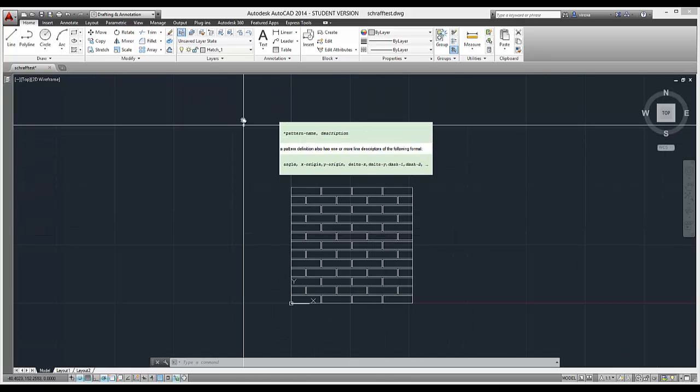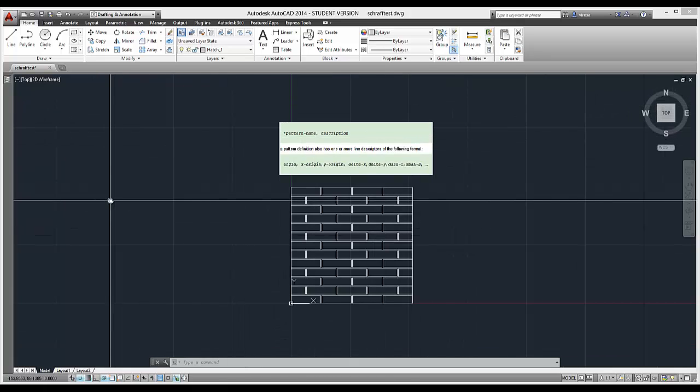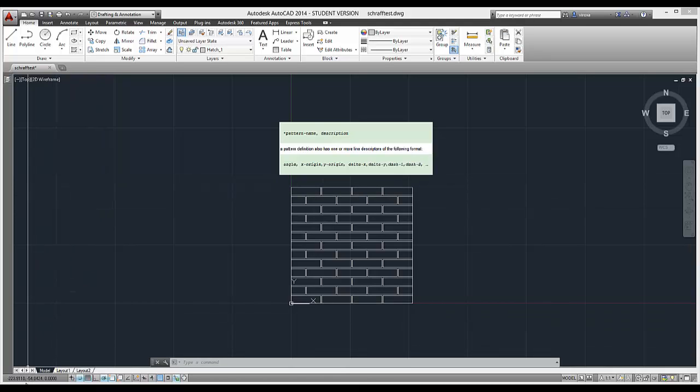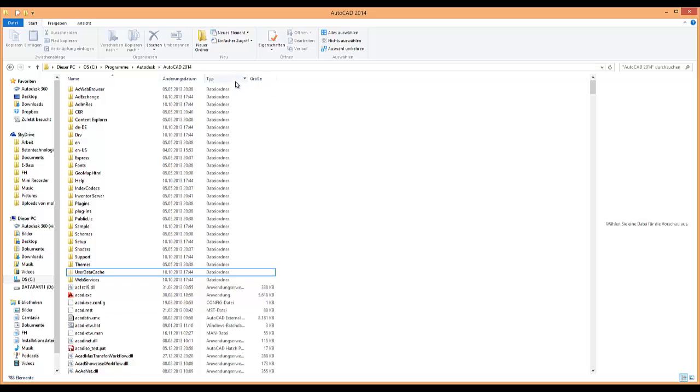And first of all, I'll show you where you can find the file for the hatch patterns because it's a little tricky to find. What you want to do is go to the root directory of your AutoCAD where you've installed it, and there you'll find the folder user data cache, which is a hidden folder, so you want to make sure to enable the viewing of hidden folders.